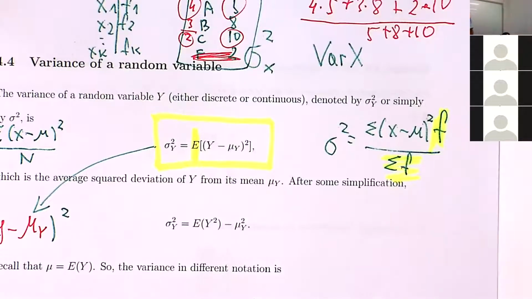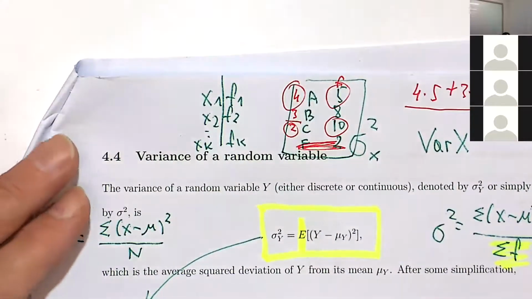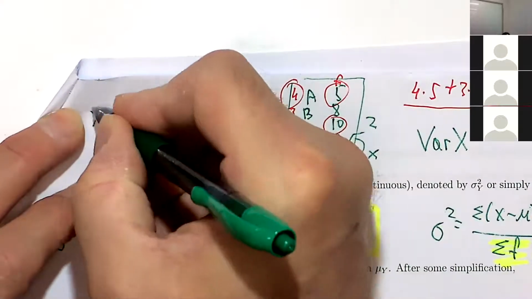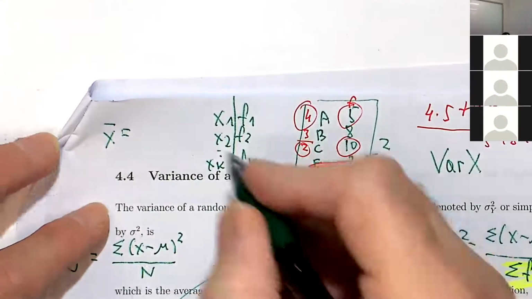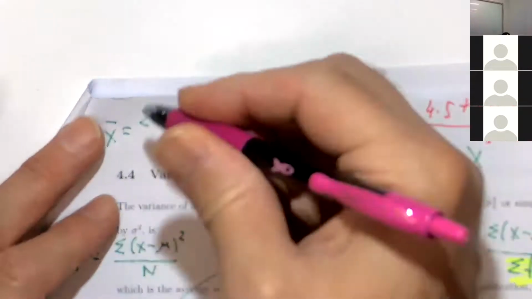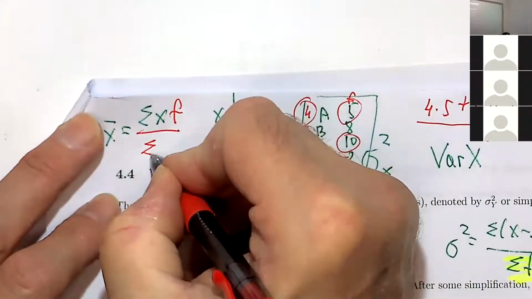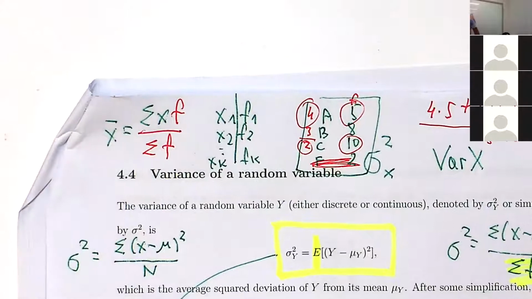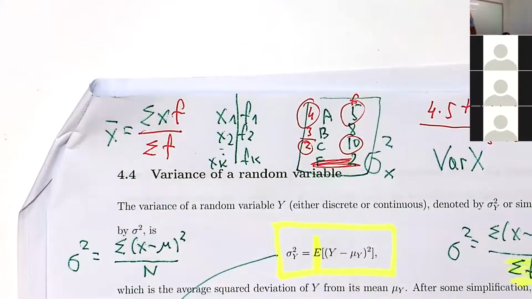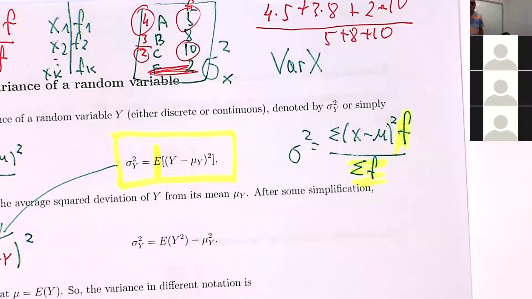So symmetrically, okay, let me write you the formula of the x bar in the case of frequencies. So this is sum of x times frequencies divided by the sum of frequencies. Now, similarly, when you have the variance, you have to multiply each of these square deviations by the frequency and to divide by the sum of frequencies.